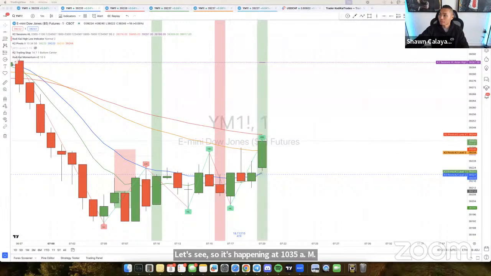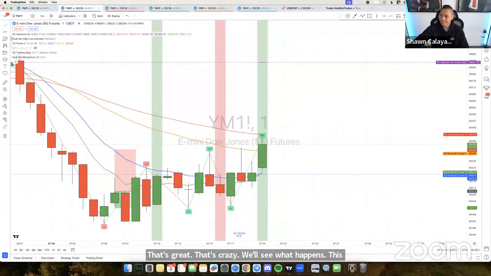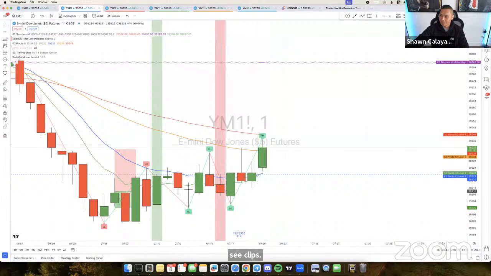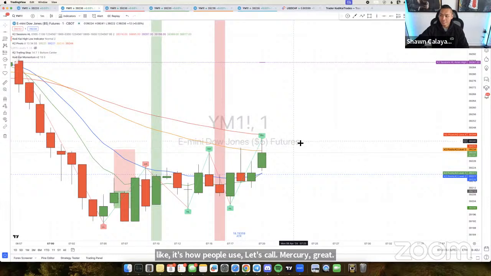Now that's crazy. That's crazy. We'll see what happens. This eclipse, it's like how people use... what's it called, Mercury grade. Mercury grade is messing with the water. It's messing with the market.